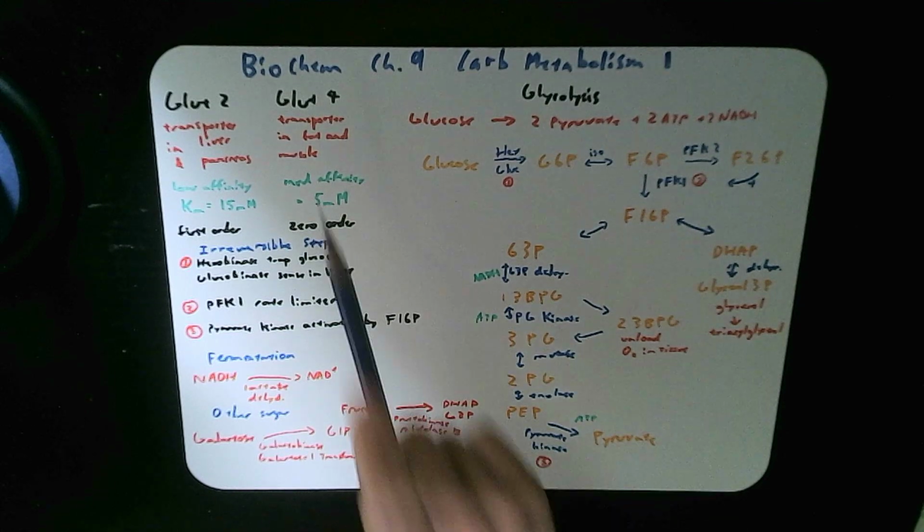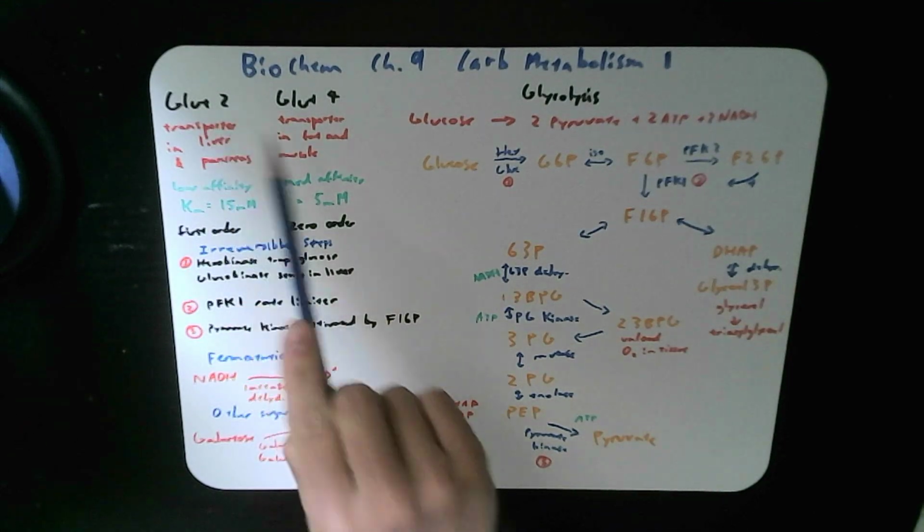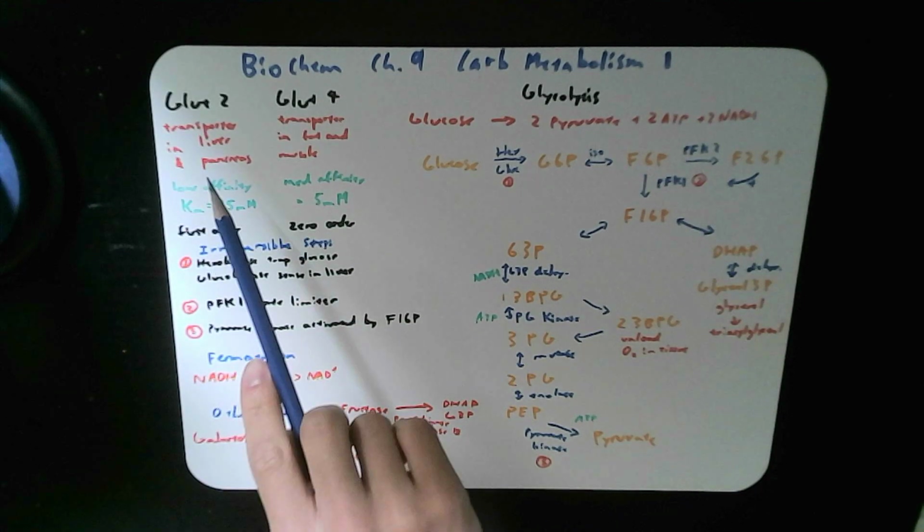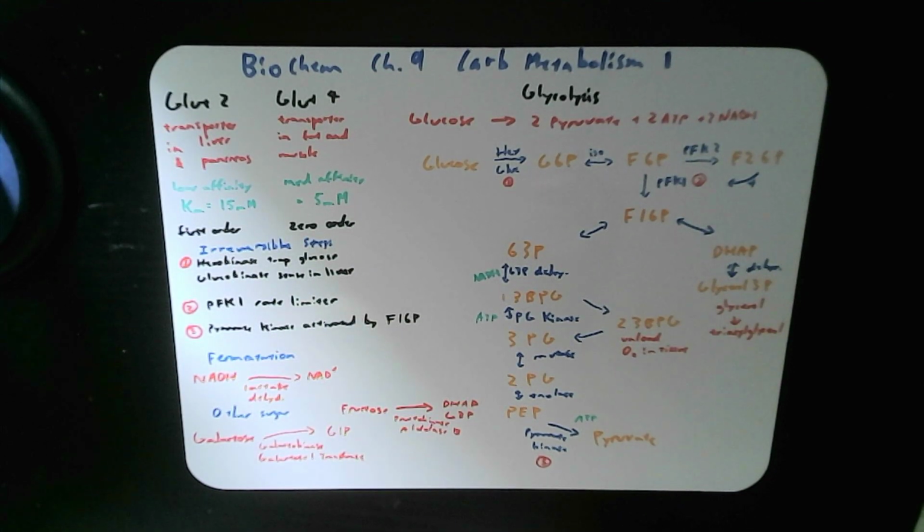So to start, we have the transporters, GLUT2 and GLUT4. GLUT2 is found in the liver and pancreas, and their function is to stimulate insulin and to serve as a detector for blood glucose. Now you'll notice that they have low affinity for glucose, so you need a very, very high amount of glucose to trigger them in your blood.